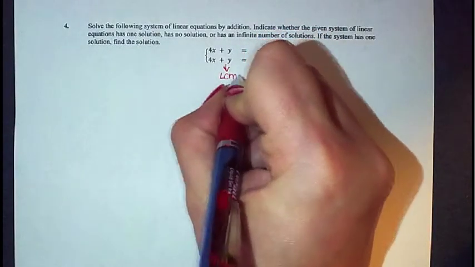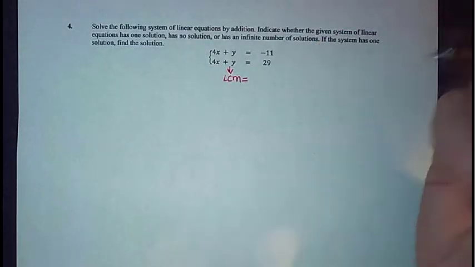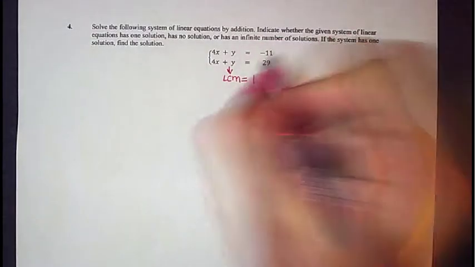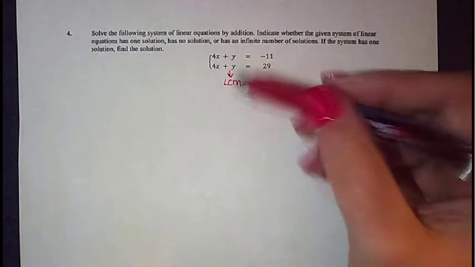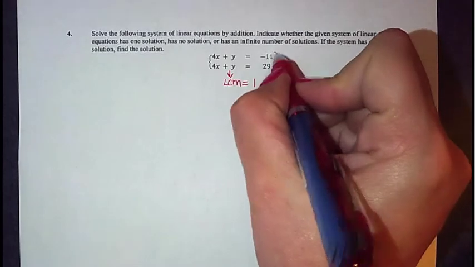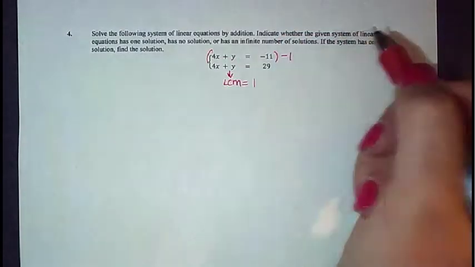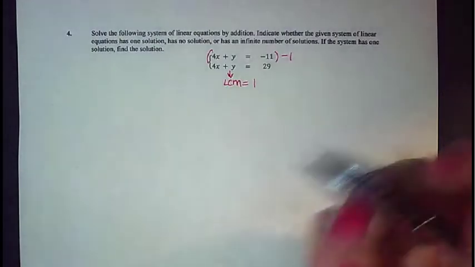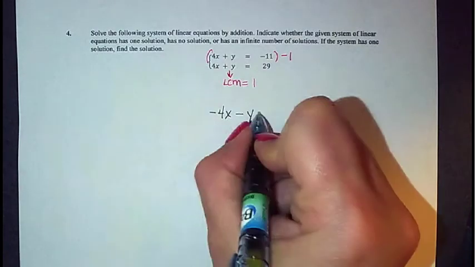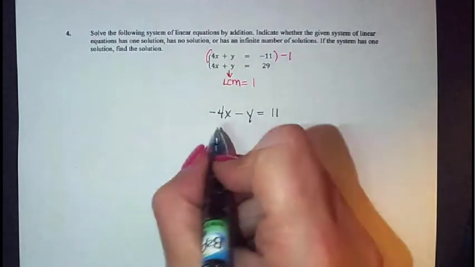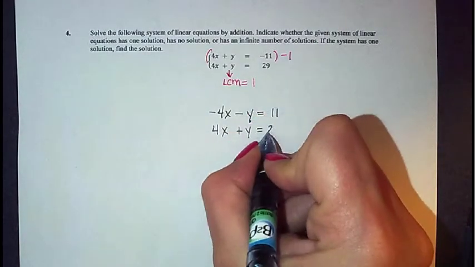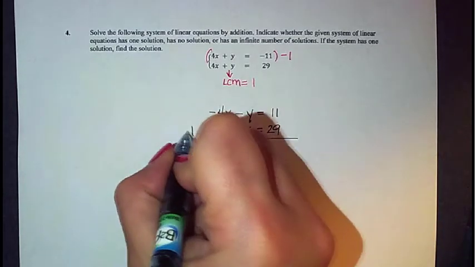Our LCM. Now remember, when you don't have a number in front of your y's, the number is 1. So the LCM between 1 and 1 is 1. So that just means that, since they're both positive, I need to make one negative and keep one positive. So what I can do is take this first equation and multiply it by negative 1. That's going to change my y to a negative, and that's going to make my y's opposite of each other. So I'm going to have negative 4x minus y equals 11. And then I'm going to leave my bottom equation alone, so that's going to give us 4x plus y equals 29. Again, adding the two equations together.